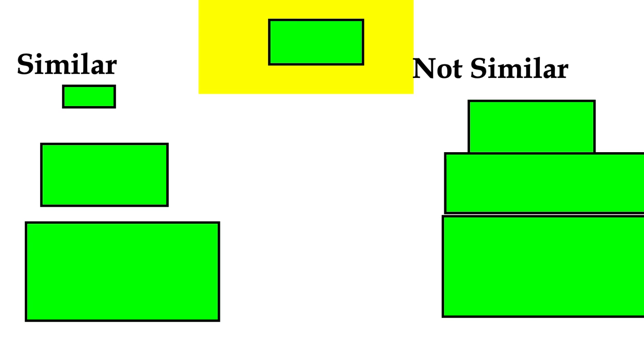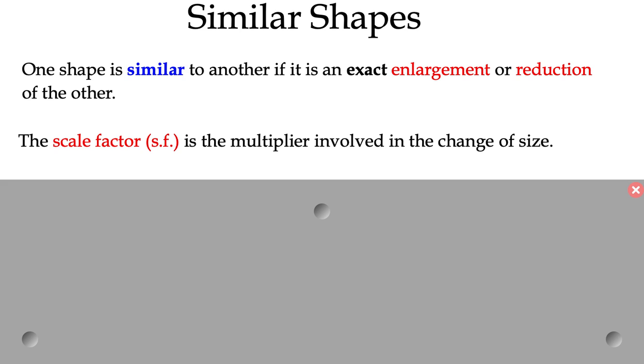Now, mathematically we can define it a little bit better. What we say is that shapes are similar if it's an exact enlargement or reduction, and all the sides have to have the same scale factor. So this is the key thing that helps us to work out if shapes are similar or not. In other words, all the sides should have the same scale factor, and that's a multiplier.